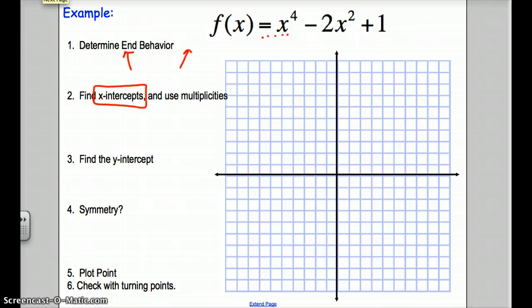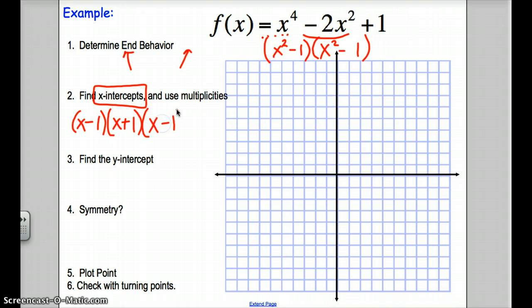Okay? It looks like, since the x squared is here, I'm seeing something like this. X squared minus 1 times x squared minus 1. It takes some practice to be able to see those quickly, but that's one thing I see with factoring. I also know x squared minus 1 can be factored into x minus 1, x plus 1. And so I have a couple of double multiplicities, because this one appears twice and this one appears twice. So I know it's going to turn around at positive 1 and negative 1, and I'm going to scale my axes a little bit so I can have a nice complete graph. So it's going to turn around at those points.